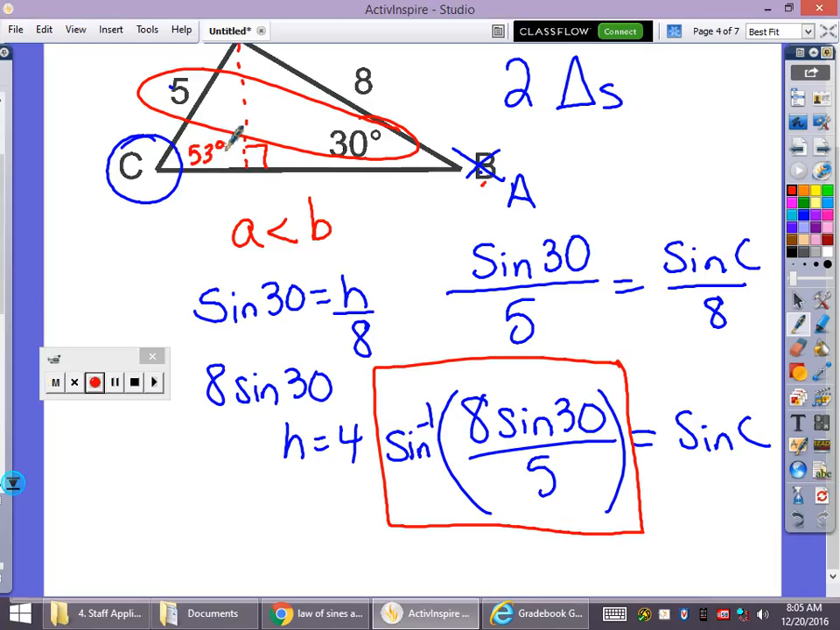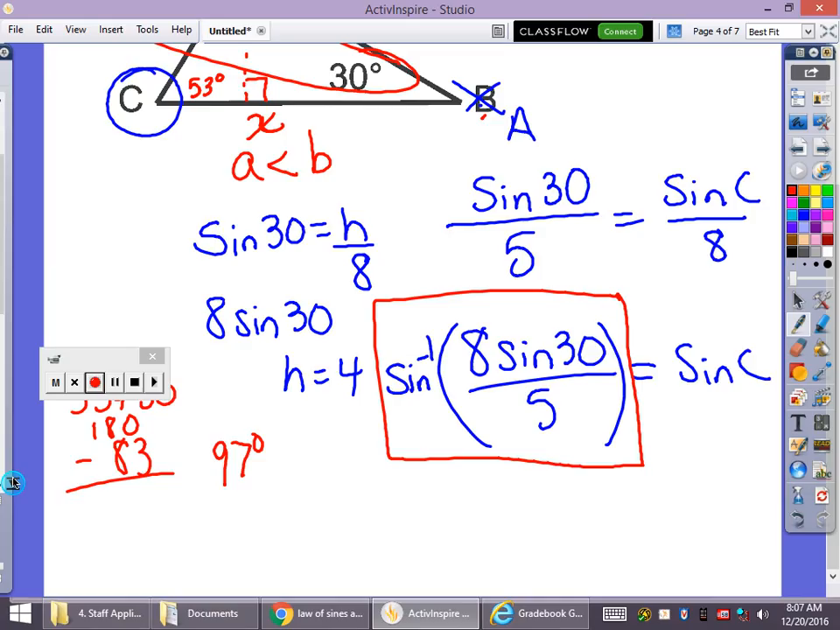If that is 53 degrees, this other missing angle would be how much? Okay, so we're going to do 53 plus 30 is 83, and 180 minus 83 is 97 degrees. So this is 97 degrees. If this is 97 degrees, please find me this missing side. Take a moment and find me that missing side, and we'll show the work.